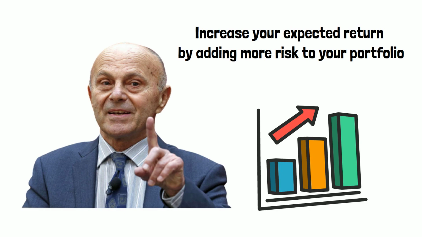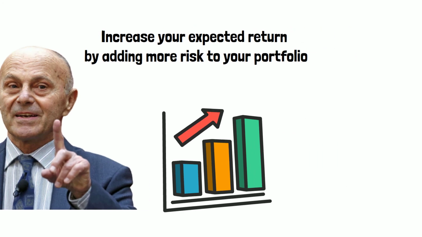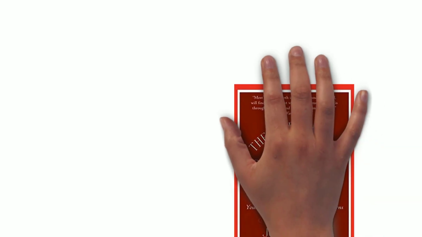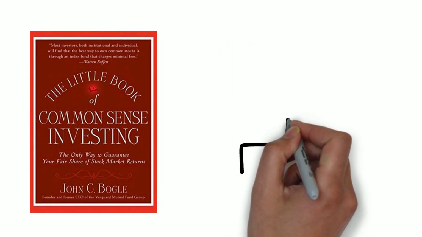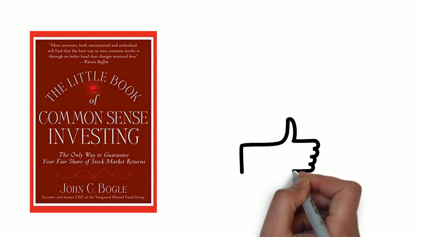I think that using factors in your investment can be a common sense thing to do. In the Little Book of Common Sense Investing, John Bogle, the founder of the Vanguard Group, shows us that successful investing is all about common sense. He believes that investing through index funds is the best option. You can check out the summary of this book in the description below or in the card that is right here on the screen.